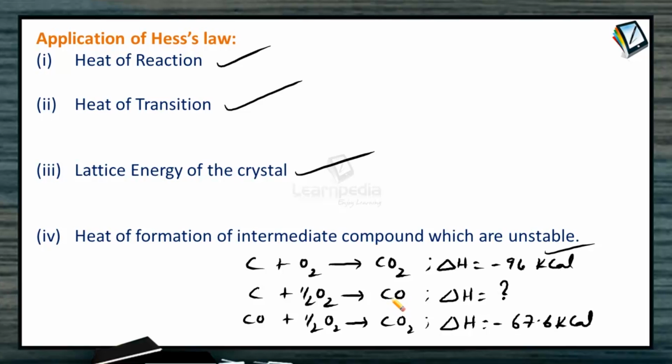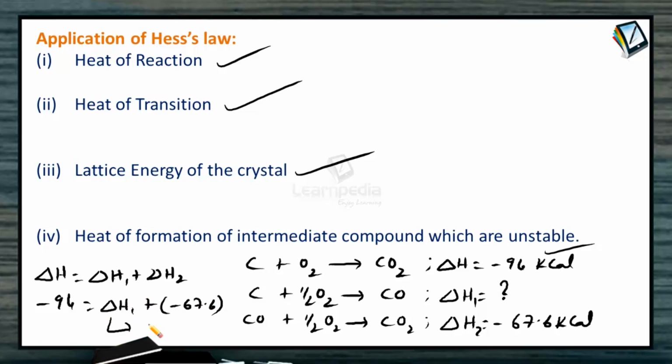So whatever enthalpy change we get there might not be the exact value of formation of carbon monoxide. As we know, delta H is equal to delta H1 plus delta H2. This is 1 and 2, and this value is minus 94, and we can easily get the value of this particular one, which is nothing but 26.4. In this way we can find out the heat of formation of intermediate compounds which are unstable. That is about the Hess law of constant heat summation.